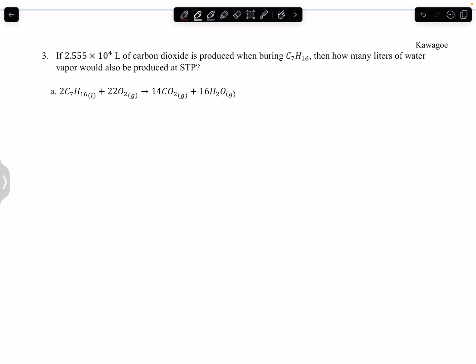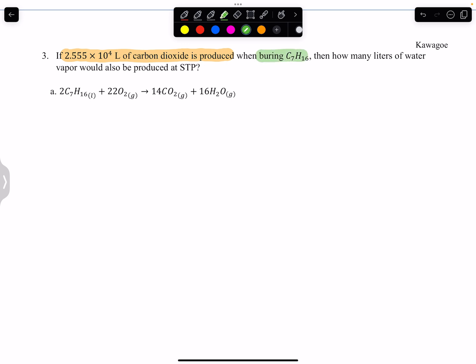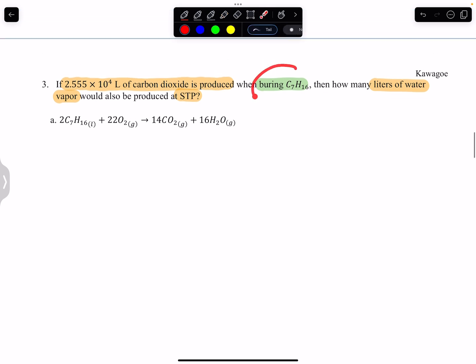So let's look at what we've got in our question here. We've got, if this amount of carbon dioxide is produced when burning, again, we're using the same equation, which is kind of nice, burning this C7H16, how many liters of water vapor would also be produced at STP? Now, this burning C7H16 is a distractor. We don't need that part of this sentence for this problem.